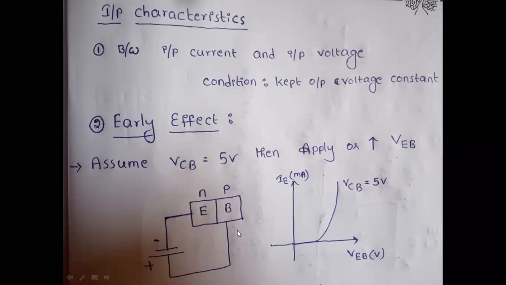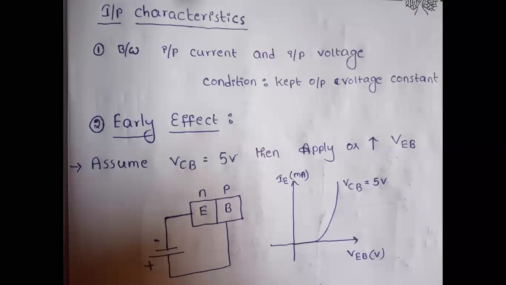If you recall the diode forward bias VI characteristics, after reaching the cut-in voltage, the current automatically rises. Here the output voltage VCB equals 5 volts. Keep it constant and vary the input voltage. Calculate the input current, which is IE. In forward bias, the input current is in milliamperes. That means the input characteristics look like PN diode forward bias characteristics. Clear?